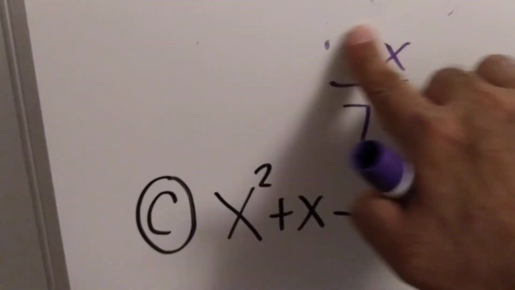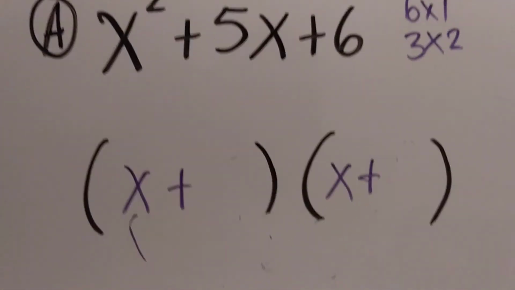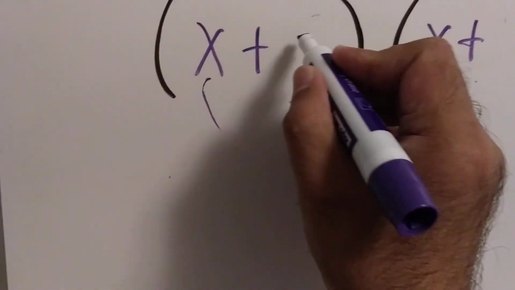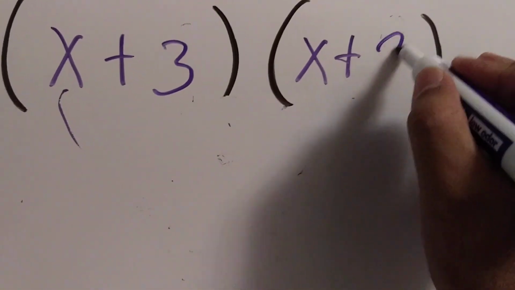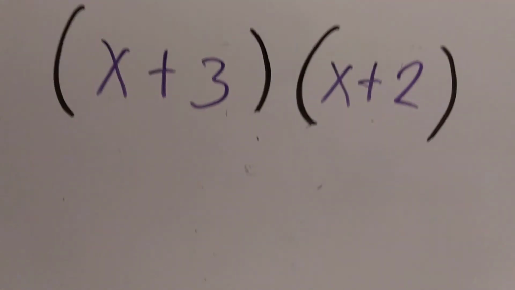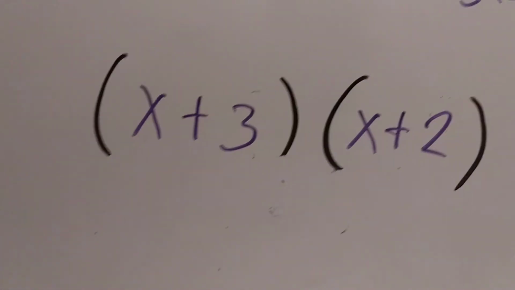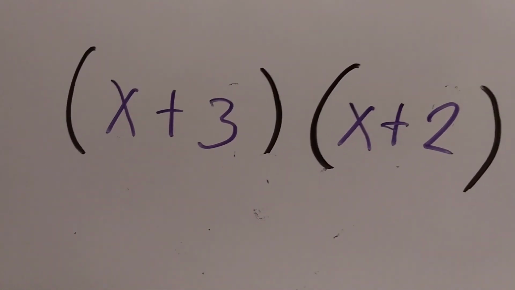So that means that 6 and 1 didn't work out. Let's try with 3 and 2. So let's put a 3 here and a 2 here. It doesn't really matter where you put each one when it's two positives or two negatives, but it would make a difference when you get to terms that have a plus and a minus.